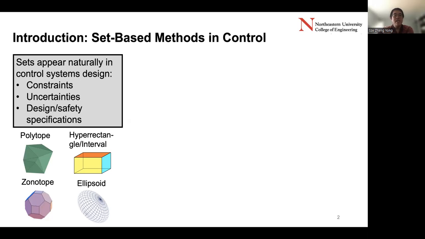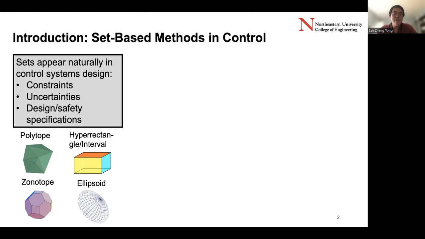Let me quickly introduce set-based methods in control. That's something perhaps not foreign to many in this audience, but in case it is not quite known: sets naturally appear in control systems design. Constraints are usually written as sets. When uncertainties are bounded, we can consider them as sets as well. And design and safety specifications can also often be expressed using sets.